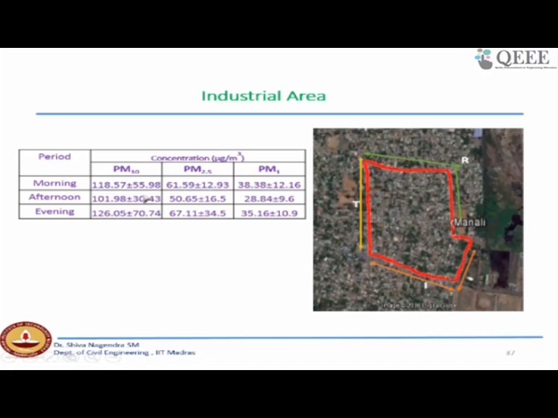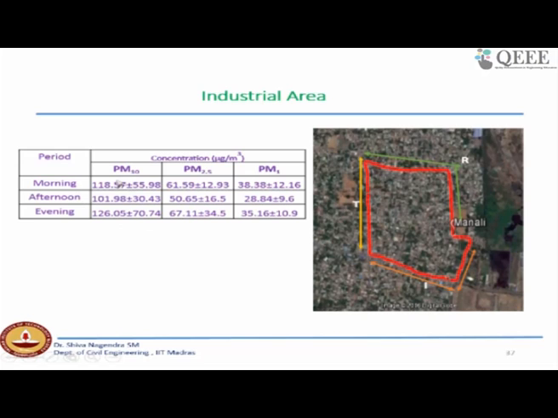In the afternoon, the concentrations were close to 100 microgram per meter cube. In the evening, again it is 126 microgram per meter cube. Now you can relate it to the influence of meteorology. In the afternoon, because of an increase in mixing height and also the possibility of a sea breeze, there is a chance of more dilution. In the morning and evening, because of stagnation of air or inversion conditions, particulate concentrations could have increased in both time periods.